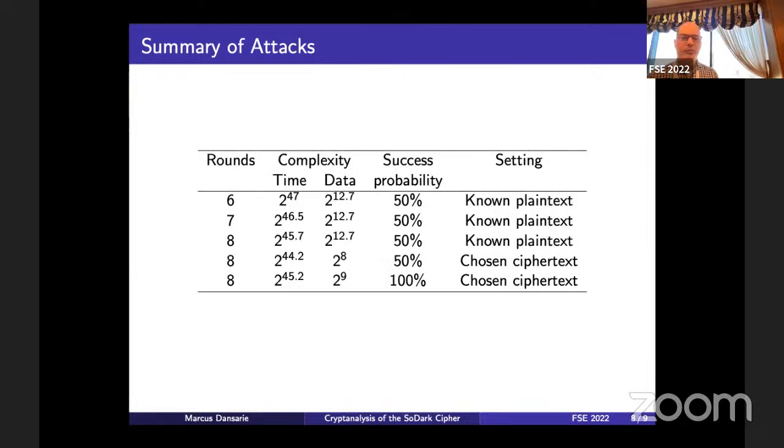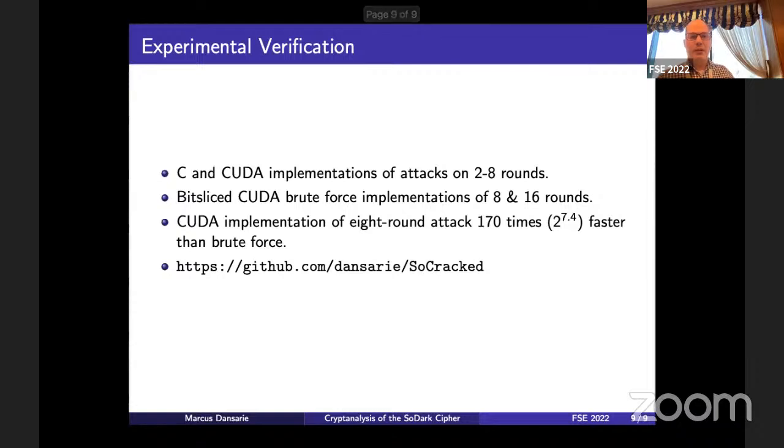Here's a summary of the attacks presented in the paper. And as you can see, all the attacks have low data and time complexities, which means that they are possible to implement on a personal computer. And this has been verified experimentally, and I have implemented both the attacks as well as a brute force implementation in C and in CUDA. And they have been used to verify that this works, and we've found that it's about 170 times faster than brute force.